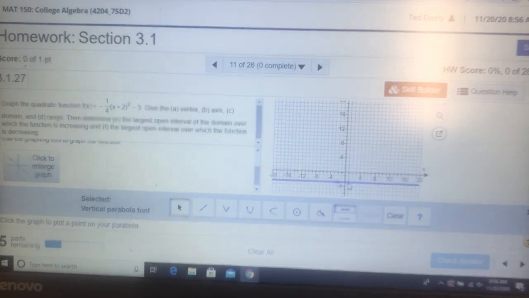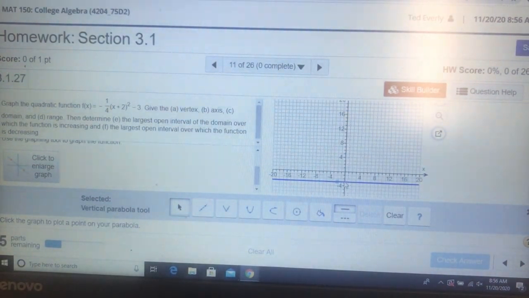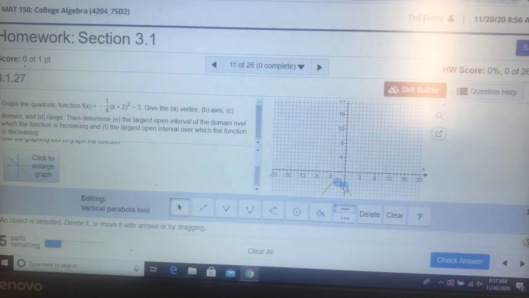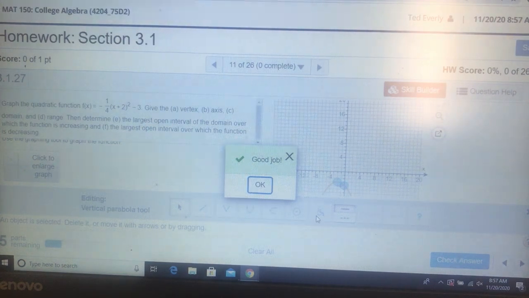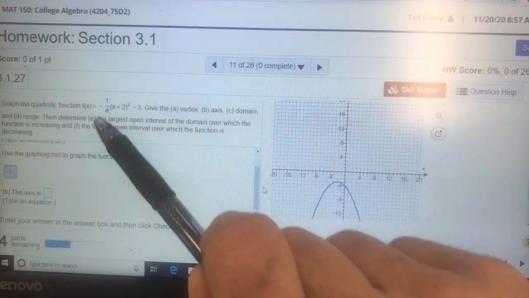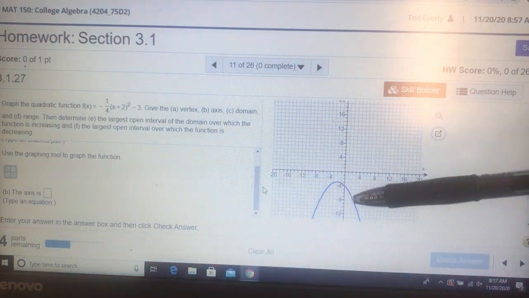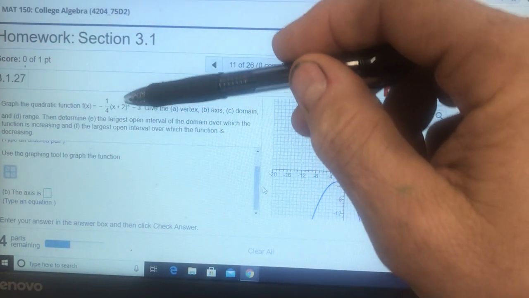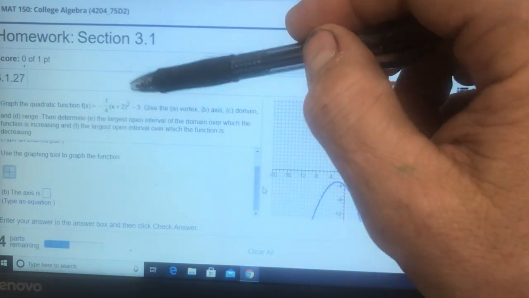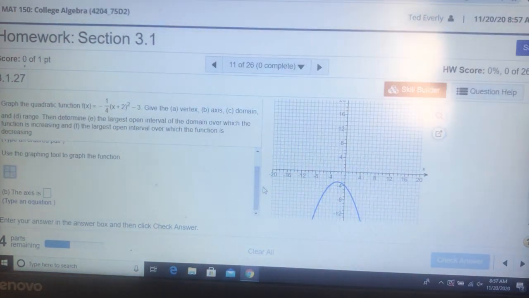So that means if I go to this next point, 0, -4 right there, that's a point on my graph. And that should do it. Check my answer here. Good job. Literally, I just put 0 in for x, work that out, and there's my second point. So you do your vertex, which is -2, -3, and then plug 0 in to get the other point, and bam, that's all you got to do.